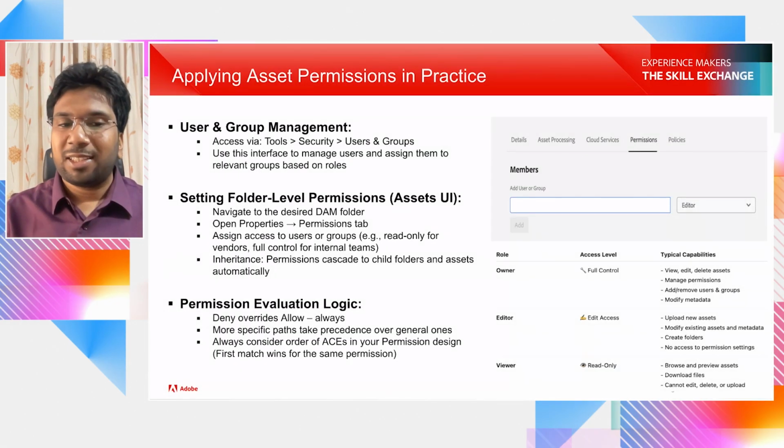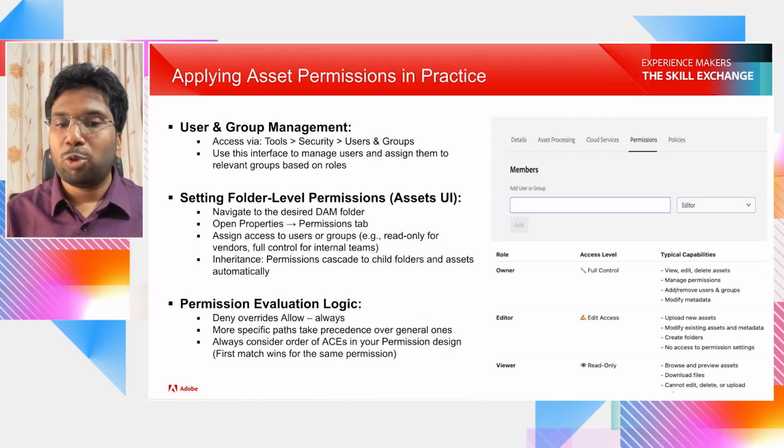So how can we access it? We can go to Tools, Security, Users and Groups. There we can create custom groups or update the ACLs for the current groups. For asset folder levels, setting permissions is very important, and how we can achieve it is listed here.